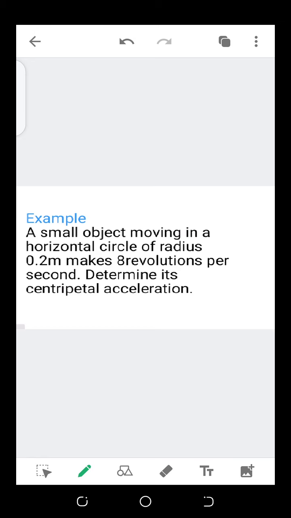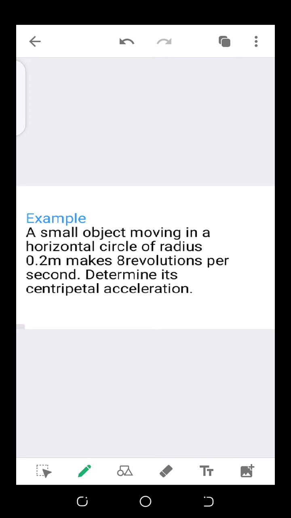We have the radius to be 0.2 meters. And our frequency, we are using the lowercase f, the small f, which is 8 revolutions per second. Just write 8 revolutions per second.